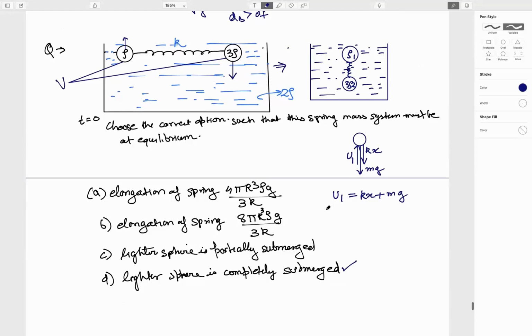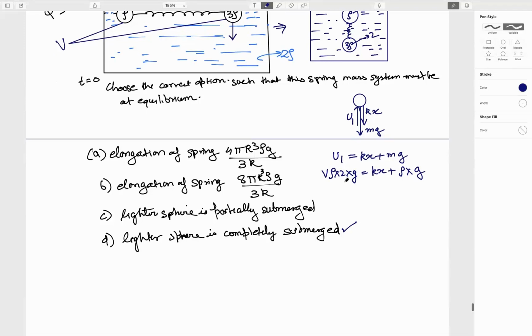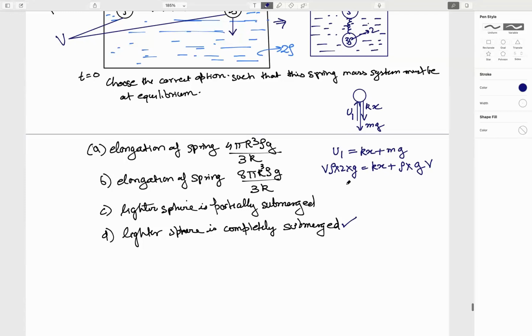So V rho 1, because it's upthrust, so volume of block 1, that is V, density of fluid, that is 2 rho, into g, is equal to Kx plus mass of block, that is rho into V into g. Okay, it will create a confusion, call it 1, call it 2. So we need to find out the extension. So that is X equals rho Vg by K.